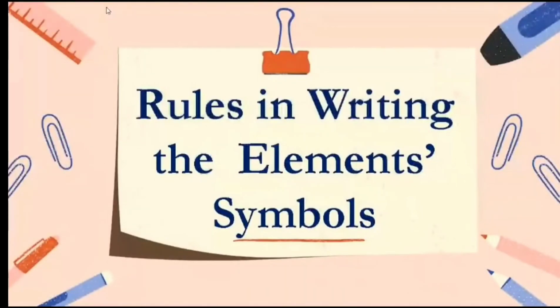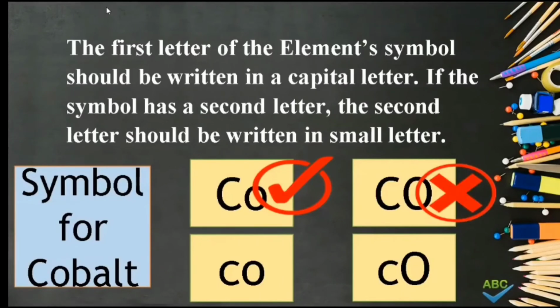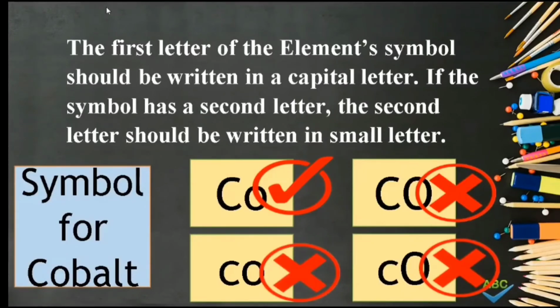Rules in writing the element's chemical symbols. The first letter of the element symbol should be written in a capital letter. If the symbol has a second letter, the second letter should be written in small letter. So if you were asked to write the symbol for cobalt, it should be capital letter C and small letter o. Remember, in writing an element's chemical symbol, it should be capital letter plus small letter.